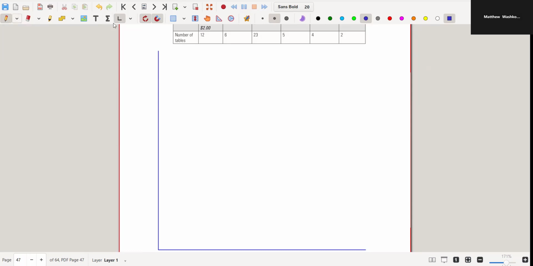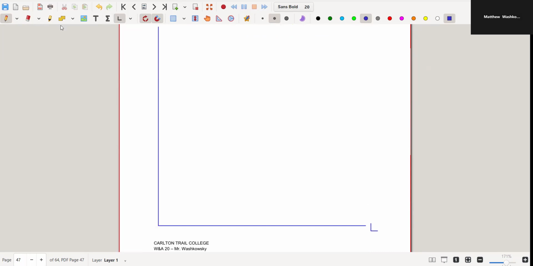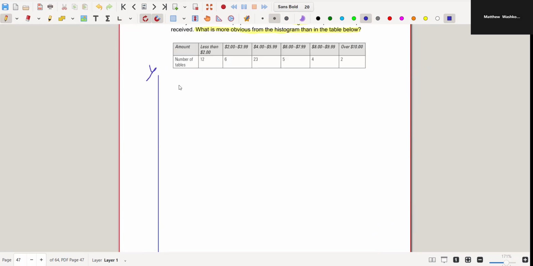And okay, so now I need to, just like before, start with labeling my X and my Y. Sorry, I didn't mean to do that. Here, that's not what I want to do. I want to do that. Here's my X. Here's my Y. Now, which of these, the category is going to go somewhere and the number is going to go somewhere.